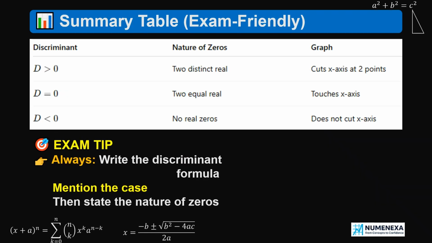Here is a quick summary of what we learned so far. Also an exam tip to solve questions based on nature of zeros. Compare the given quadratic equation with the standard x squared plus bx plus c equals 0. Determine D, and check for the cases of D greater than 0, D equals 0 and D less than 0.